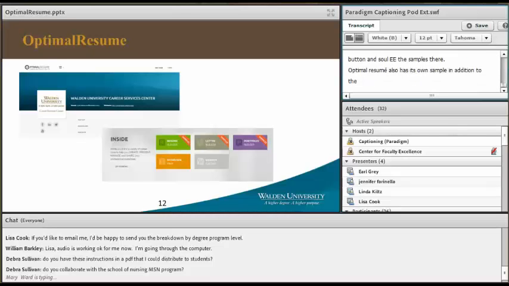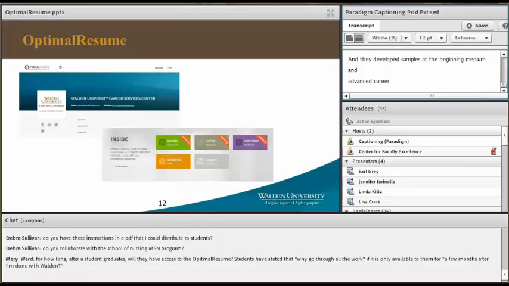And they developed samples at the beginning, medium, and advanced career levels too. The same thing with cover letters, and then we have sample ePortfolios, and we've worked with programs to find out what the top artifacts are that they would like included in the ePortfolio so that we can develop templates that are specifically tailored to their programs.